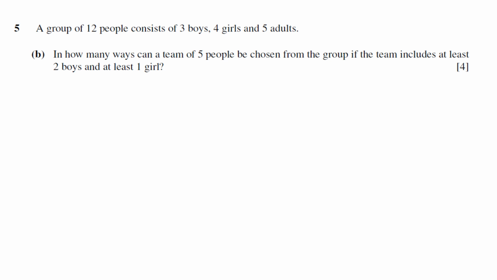Based on that information, we can get 2 boys, 1 girl. That leaves us with 2 people remaining, which will be the 2 adults. So the arrangement for these is going to be 3 combination 2 multiplied by 4 combination 1 multiplied by 5 combination 2, and that will be equal to 120 ways.